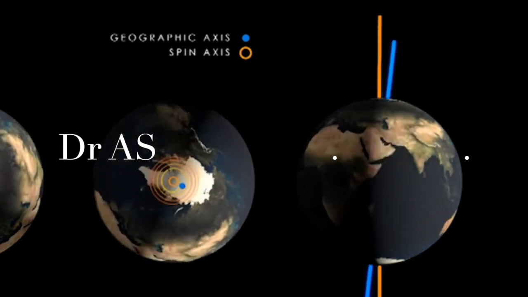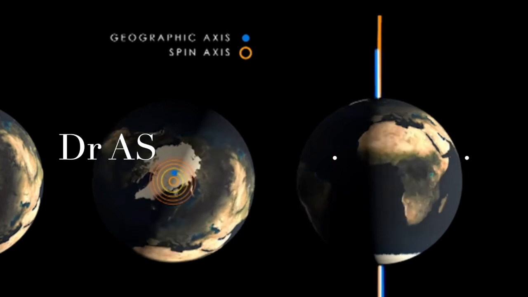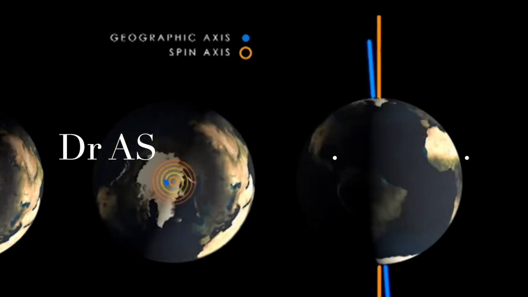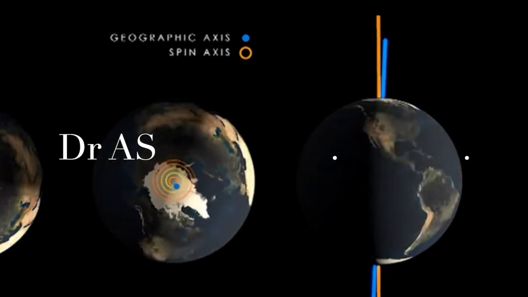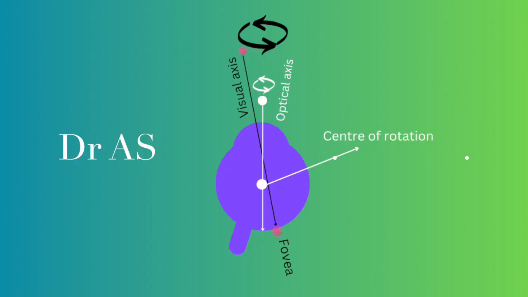So the optical axis is the one around which the earth is rotating, and the visual axis is spiraling around that optical axis. For comparison, this is the photo which shows the center of rotation passes through the optical axis and the visual axis is spiraling around the optical axis.